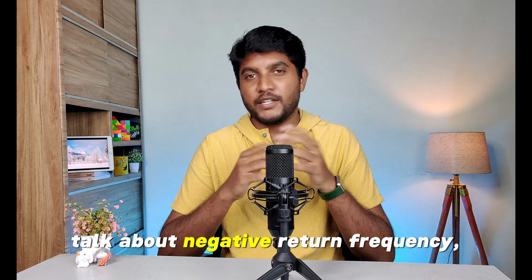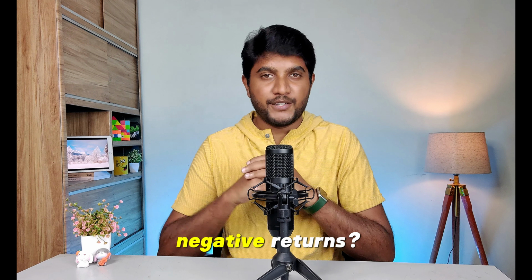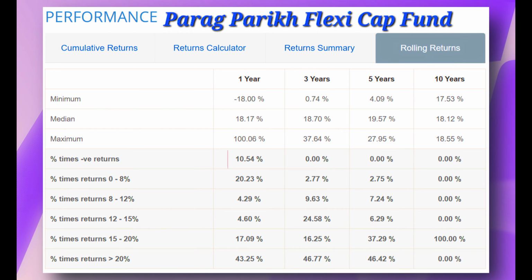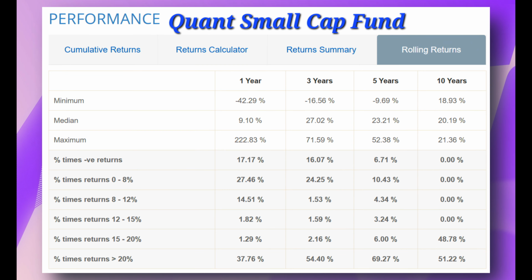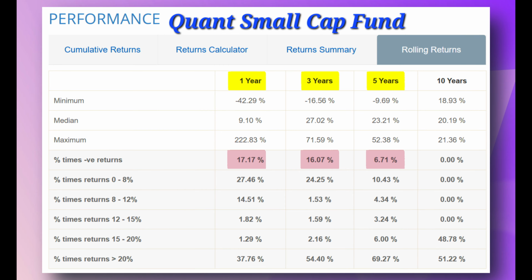Now here's the interesting part. Let's talk about negative return frequency, which means how frequently the fund has delivered negative returns. Parikh had negative returns only 10.5% of the time in 1 year rolling periods and 0%, which means there are no negative returns in 3-year or longer periods. Meanwhile, Quant Small Cap had negative returns 17.2% of the time in 1 year rolling periods and 16% in 3 years and even 6.7% in 5-year rolling periods.